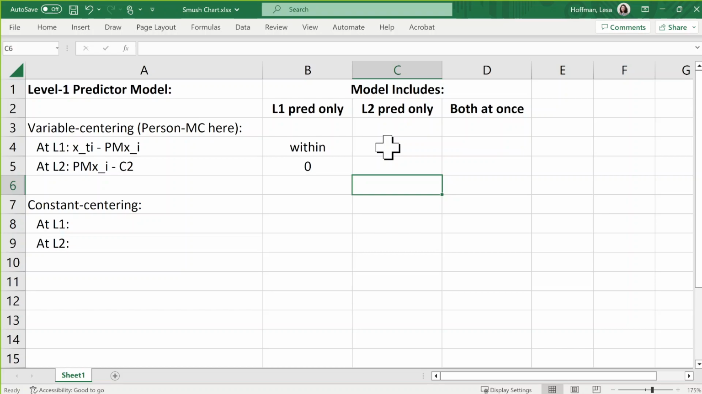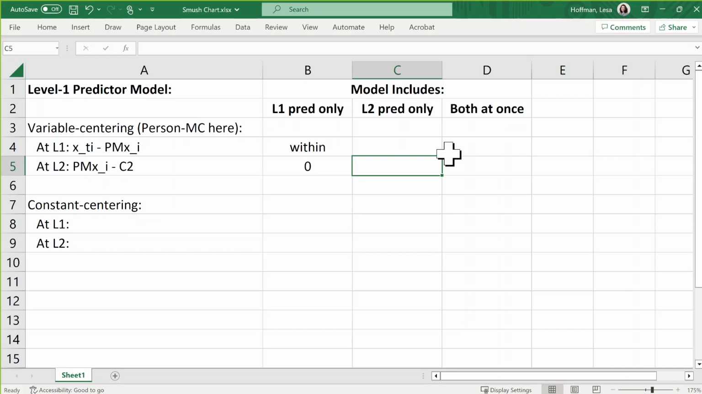What if I put in the level 2 predictor only? Then what do I get? Within, between, contextual, or smushed?